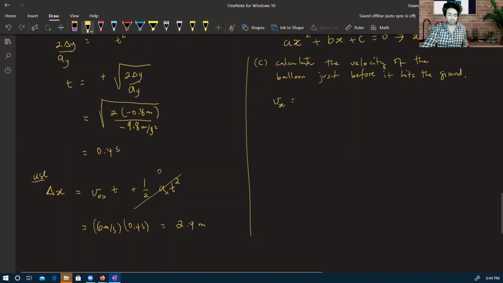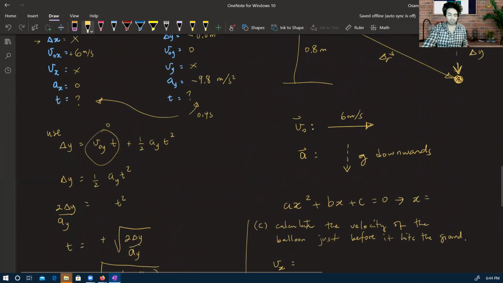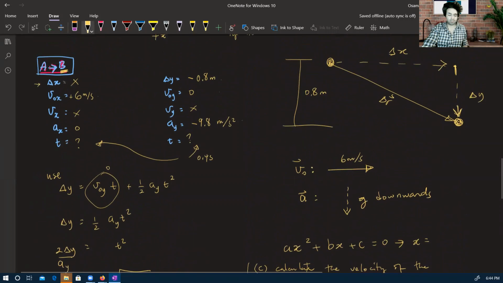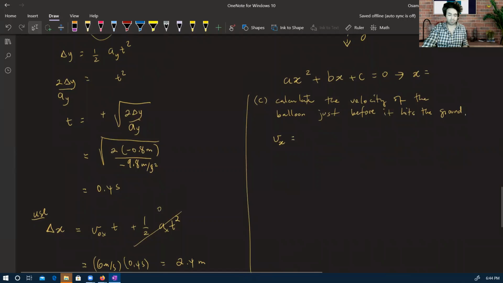So that means I'm looking for Vx. Now, since I know all four other variables other than Vx, then I can use any equation that has Vx in it because I know t and I know the acceleration. I just found the displacement. So I can really use any equation that has Vx in it to find Vx. So maybe I'll use this one here. Right, and we've agreed that the acceleration is zero. So that means that the final velocity is equal to the initial velocity, equal to 6 meters per second.